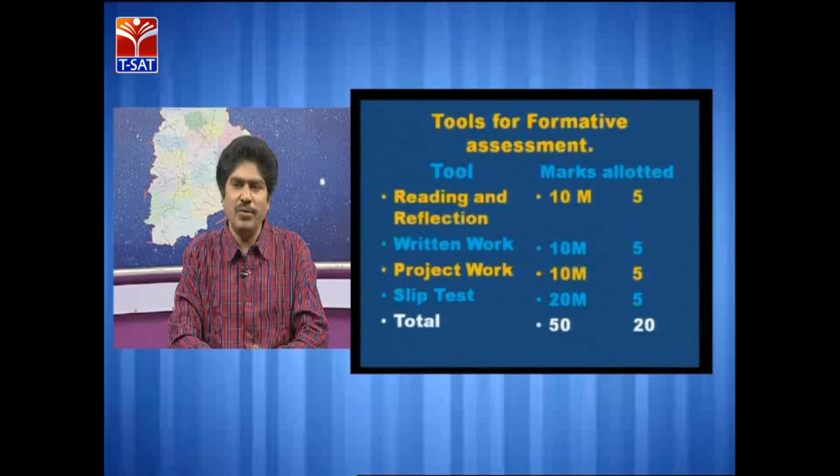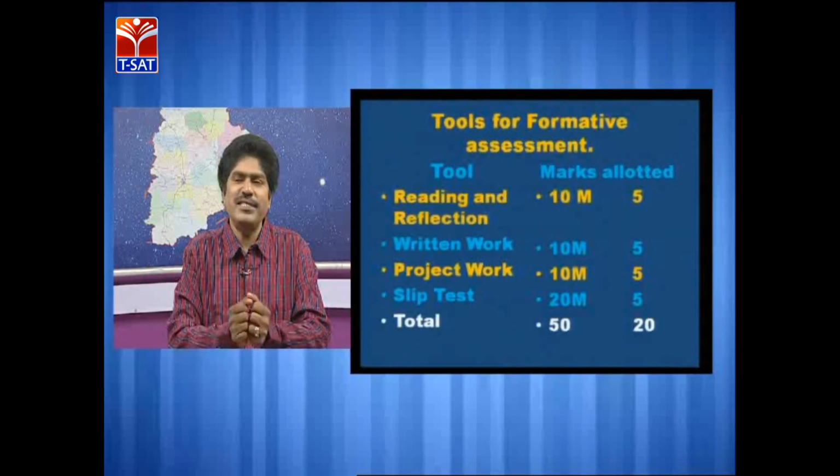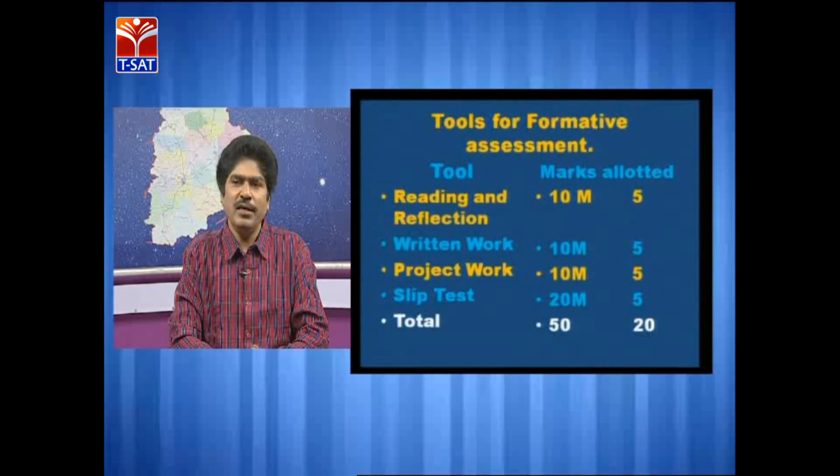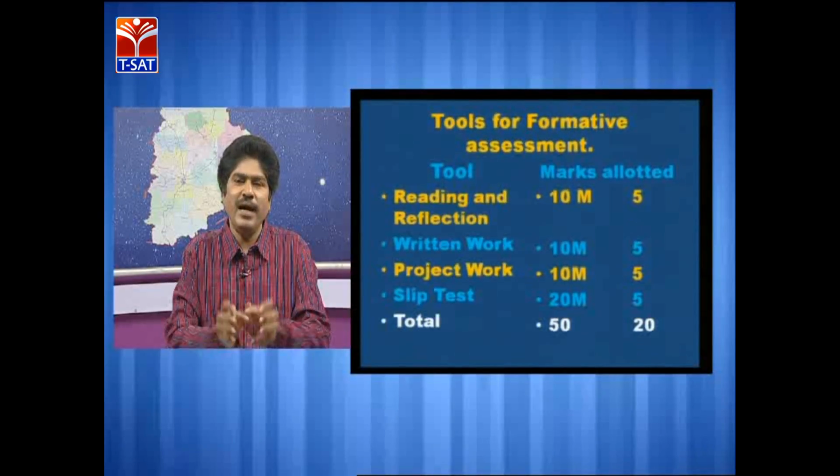Written work is one tool. Project work is one of the tools. Slip test is one of the tools of formative assessment. Generally, we take these four types of tools to assess our students in the classroom. You observe here, marks are also given. For reading and reflection we allocate 10 marks, written work 10 marks, project work 10 marks, and also we conduct one slip test for our students, that is for 20 marks.